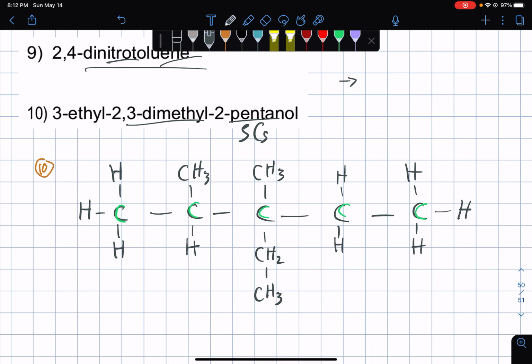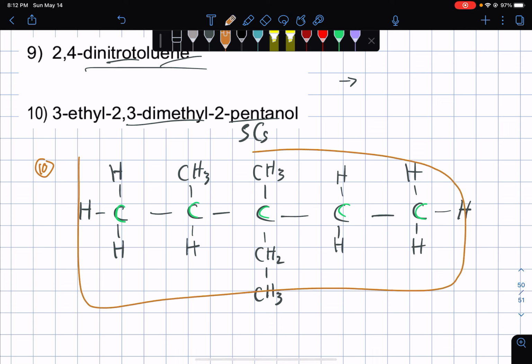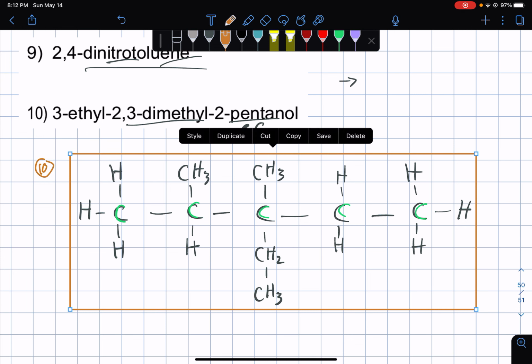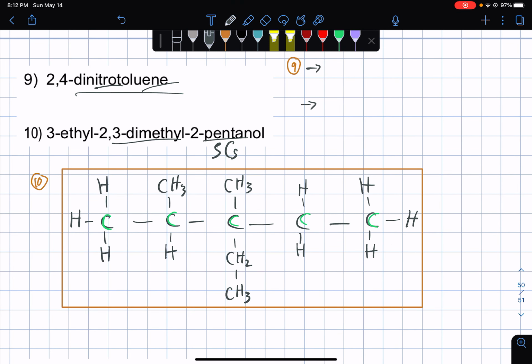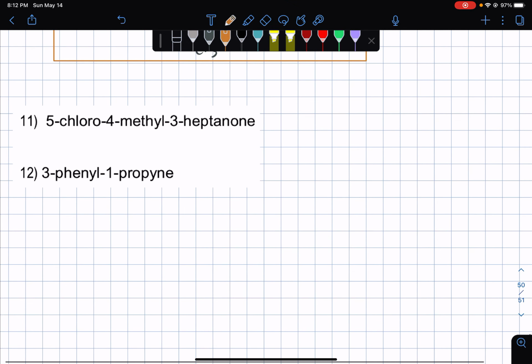So anyways, this is the structure for number 10. 3-ethyl-2,3-dimethyl-2-pentanol. By the way, in 2-pentanol we have OL, so this is basically an alcohol, and the alcohol is located at the second carbon, so we remove hydrogen there and replace it with the alcohol group, which is OH. Again, alcohol has a template of R and then just OH. So that's for alcohol. That's for number 10. Let's move on to 11.